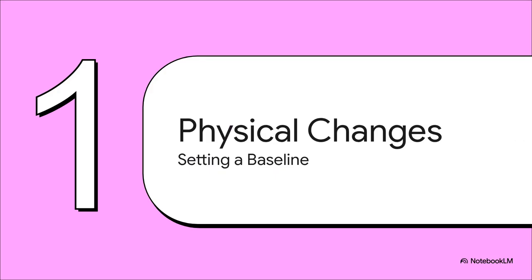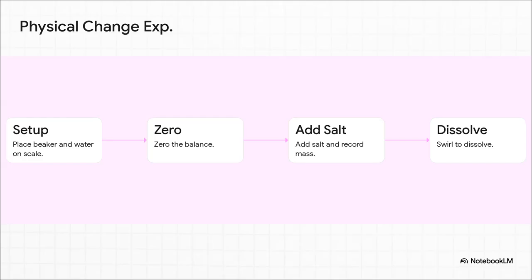All right, Section 1, Investigating a Physical Change. Okay, so here's exactly how we set up our baseline experiment. We take a nice clean beaker, pour in about 50 milliliters of water, and place it right on a highly sensitive digital weighing scale. Then, we add a spatula full of common table salt. We carefully record the mass of the water and the undissolved salt together. Finally, we swirl that beaker around until every single grain of salt is completely dissolved into the water.